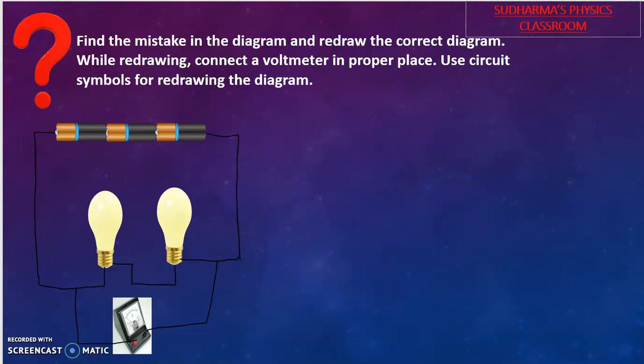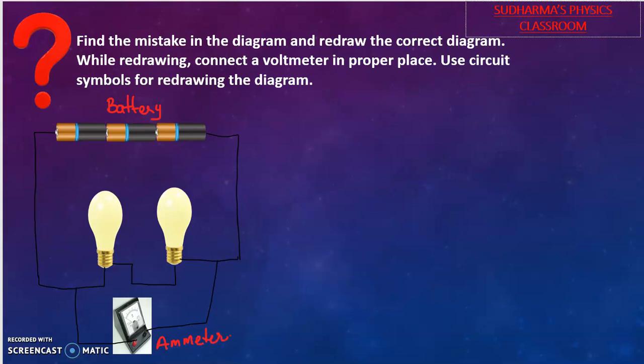Here you can see 3 cells connected together, and this is creating a battery. Hope you understood the difference between a cell and a battery. So we have 3 cells in this picture. This picture is familiar for you, right? 3 cells connected in series create a battery, and you have 2 bulbs, and here you can see an ammeter. Okay, this is an ammeter.